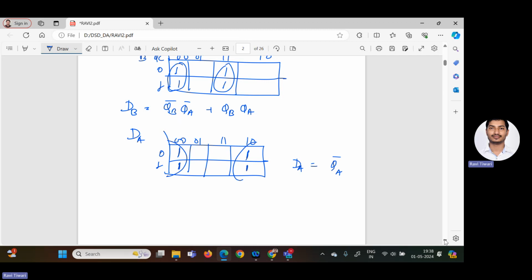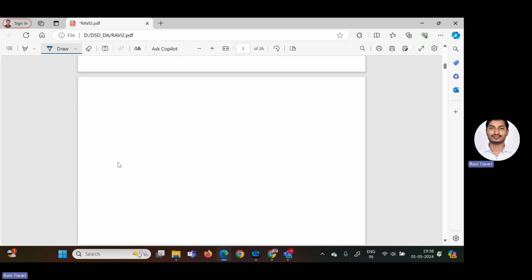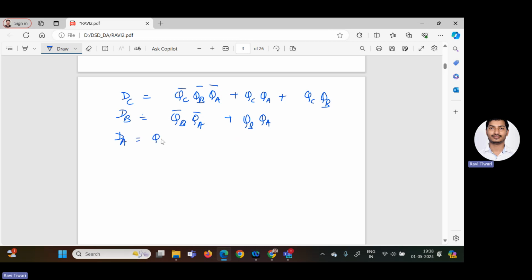Now we have all the expressions here. I am writing all the expressions and then we will make the circuit diagram. So DC is equal to QC bar QB bar QA bar plus QCQA plus QCQB. Similarly, DB will be given as QB bar QA bar plus QBQA. Similarly, we have calculated the value of DA as QA bar. Now here we have to make the circuit diagram.